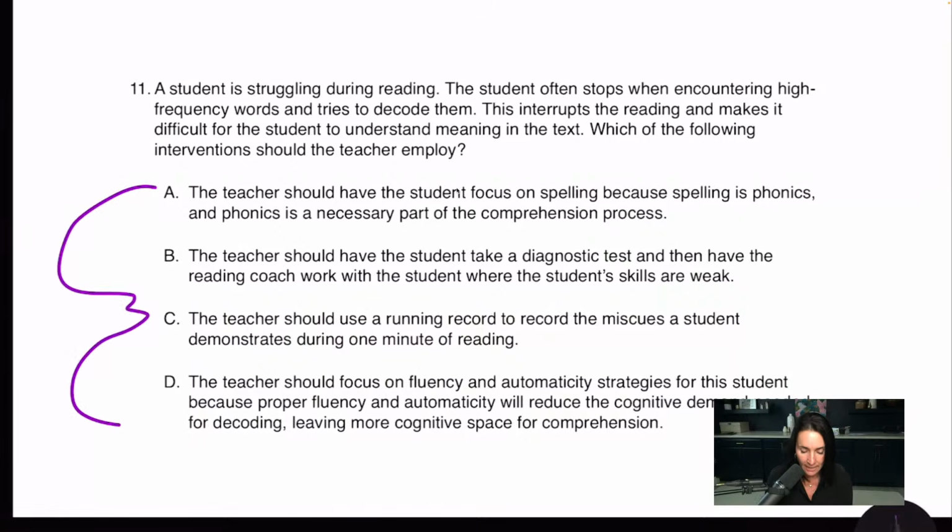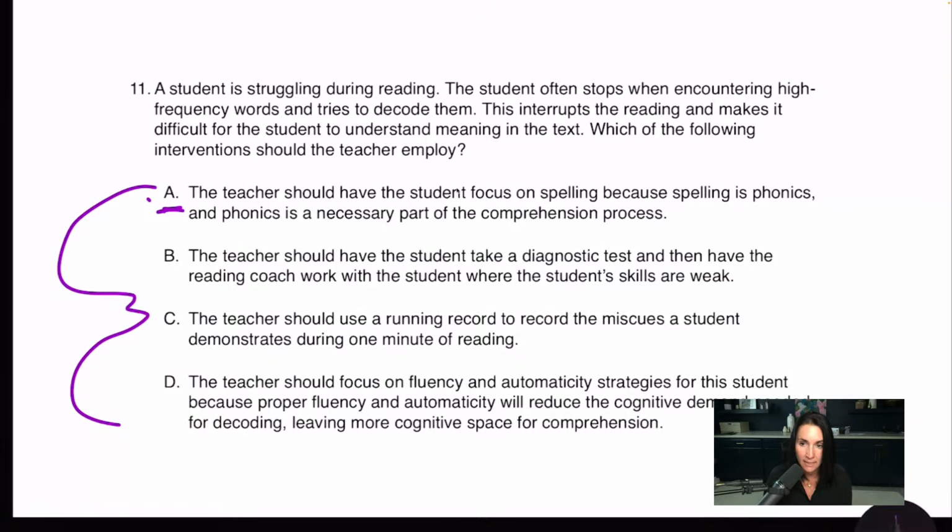So let's have a look at A. The teacher should have the student focus on spelling because spelling is phonics and phonics is a necessary part of comprehension. Well, that is true. That's not bad. I like it. I mean, spelling is phonics and phonics is part of reading. You got to have phonics to have reading comprehension. So I'll leave it.